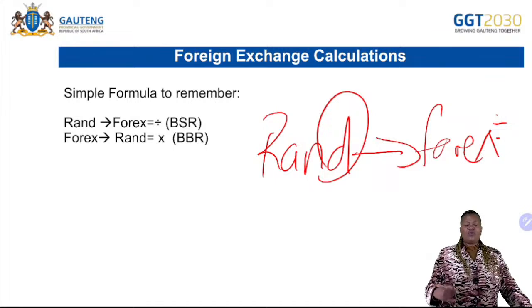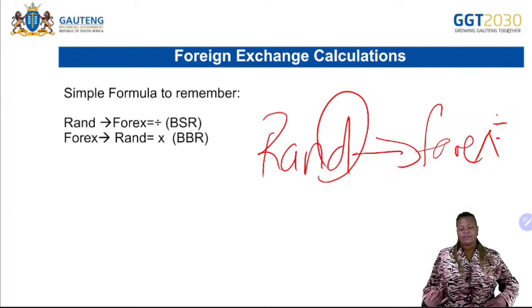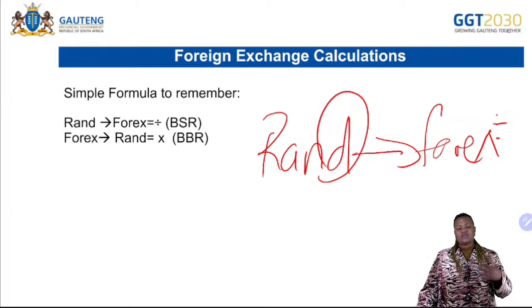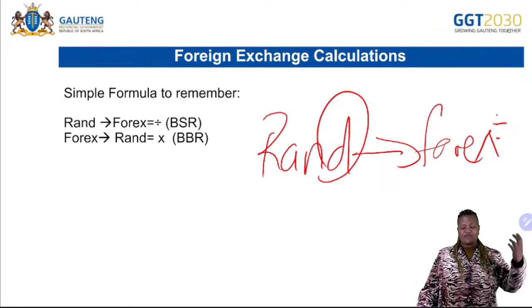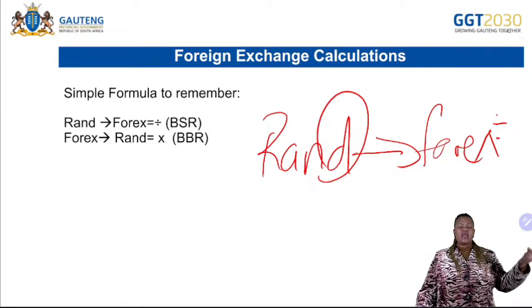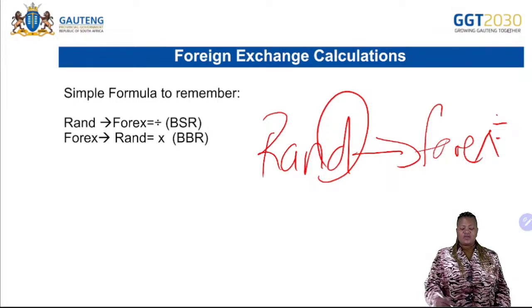And I want you to visualize what is happening. I've got the South African rands in my hand and I want a foreign currency. Remember, I circled my D. I know that I'm going to divide.